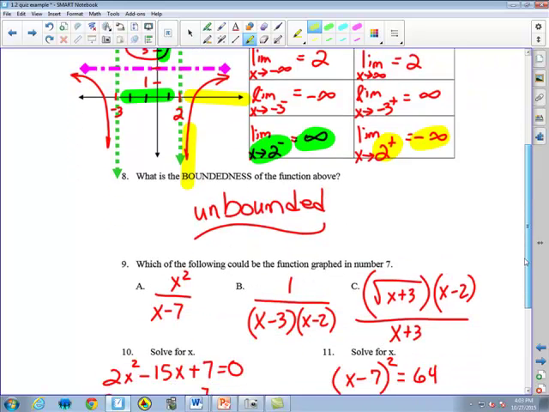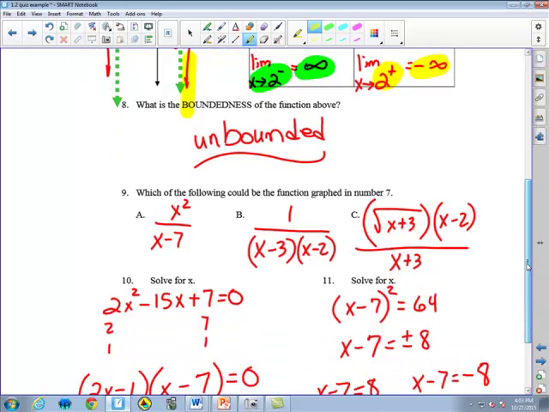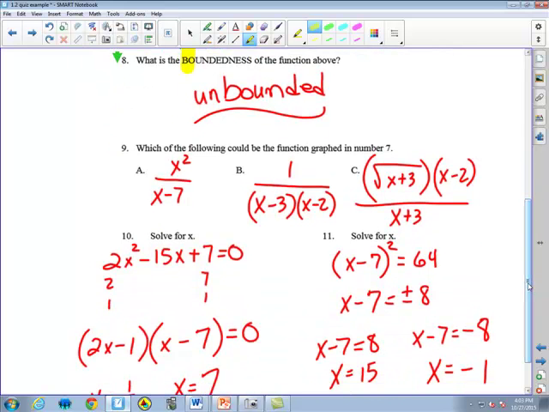Because this function goes off the bottom of the page and off the top of the page, it's unbounded. The function that would look a little bit like number 7 would be one that had points of discontinuity in it, because we always look in the denominator for that. None of those functions would look very much like the one I gave you, but that would be the choice that would look a little bit like number 7.